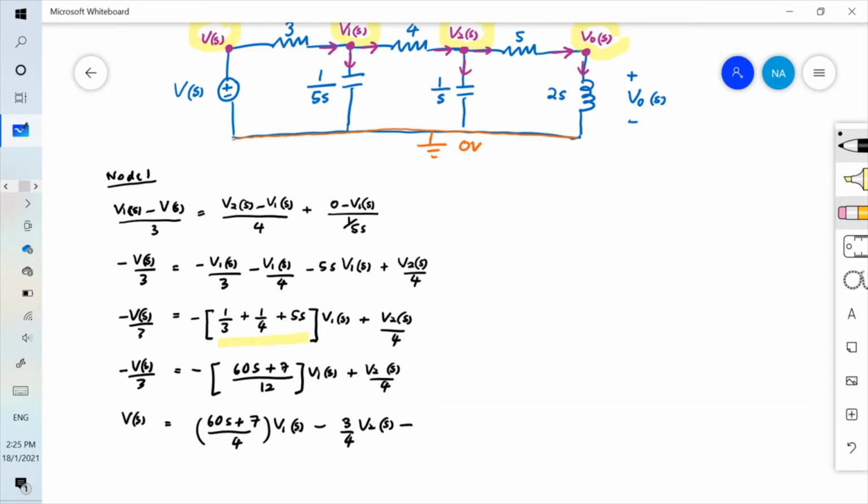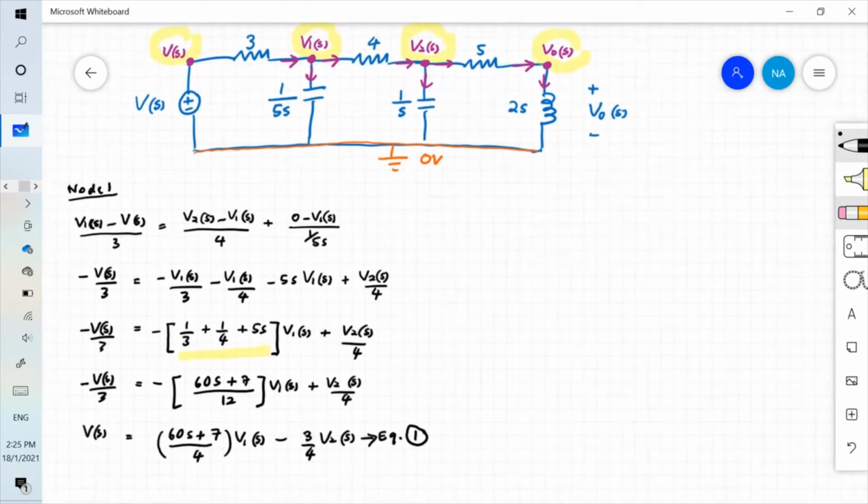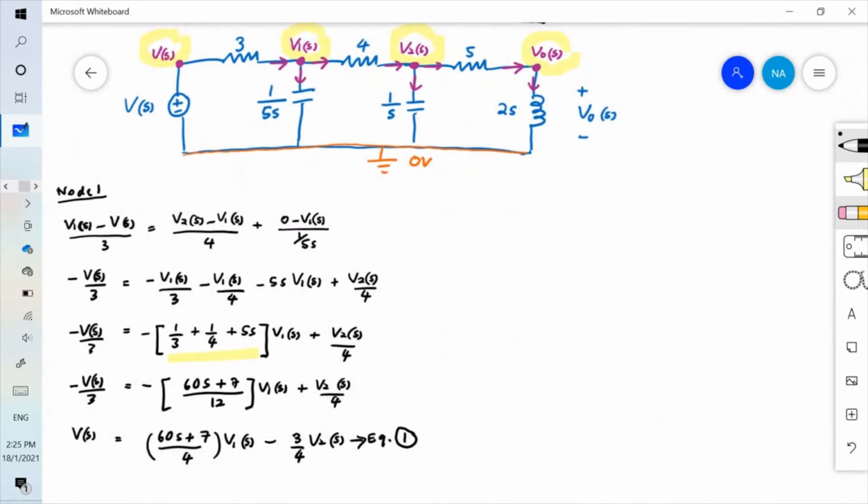So this is equation 1. Equation for your node 1. VS equals to 60S plus 7 over 4 V1S minus 3 over 4 V2S. So moving on, we want to do equation for node number 2.